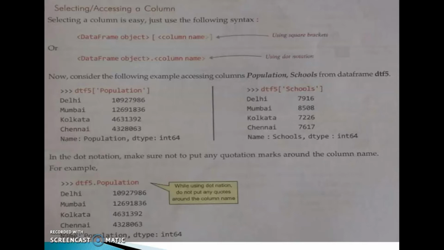How to access a column from a data frame object. For that, we can use the syntax: data frame object, then within the square bracket, you can specify the column name. Inside the square bracket, we can specify the column name. Another method is data frame object dot column name, using dot notation.